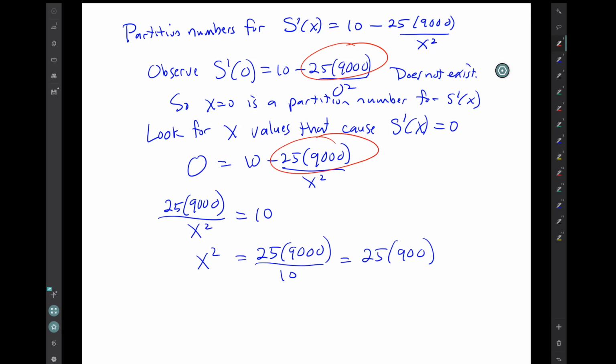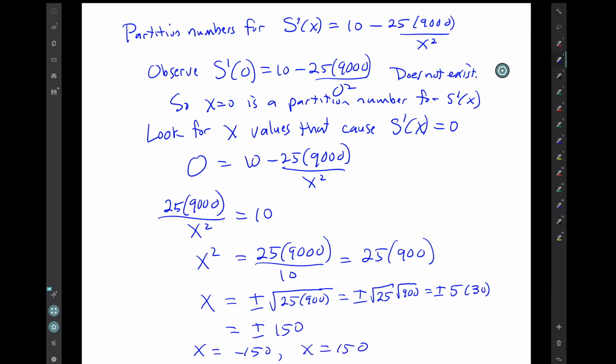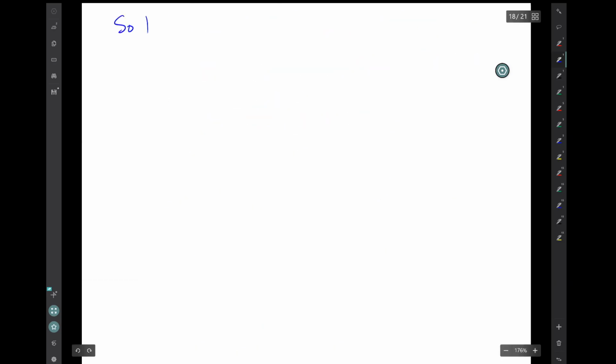The reason is nobody told us to multiply them together, so we can just drag them around and see if at some point something cancels. And notice here we get some wonderful cancellation. 9,000 over 10 can be simplified to 900. And that's good because now I can find the value of x. So we see that there are two solutions, two x values that cause s prime to equal 0.